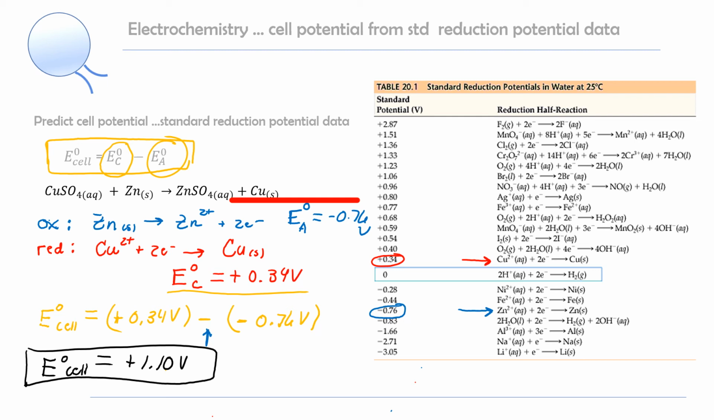So we can now predict the kind of cell that this is because it's positive. This reaction is spontaneous. Electrons spontaneously flow from the anode to the cathode. This is a galvanic cell, also known as a voltaic cell. And it generates an electrical current. So you could potentially use this as a battery, a power source.